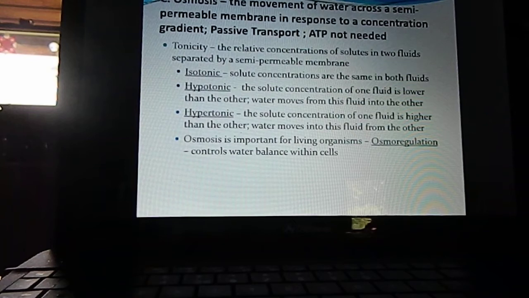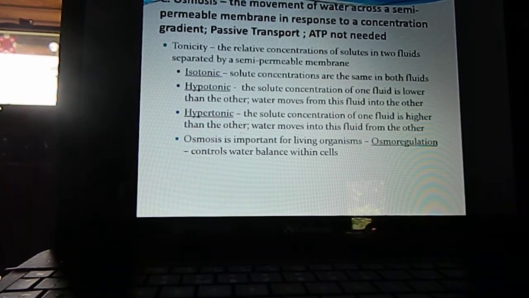So we have passive transport, which is diffusion through a membrane. If we have water moving through this membrane, then we call it osmosis, all right? It's responding to a concentration gradient, moving from a fluid that has a higher concentration through a membrane into an area that has a lower concentration.